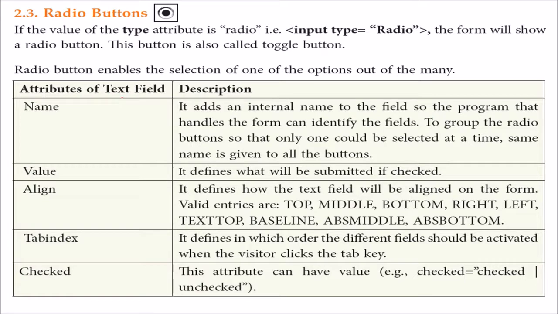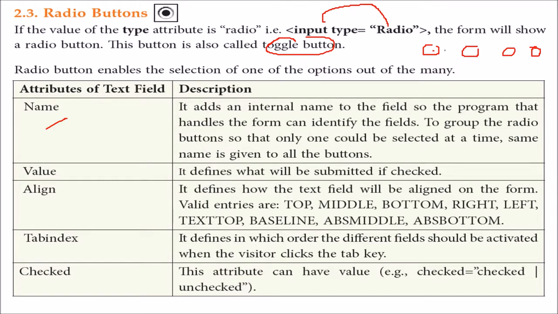Then we have radio buttons. So what do radio buttons do? If you want to choose from a number of options, only one option can be selected. So you use input type is equal to radio. This is also called a toggle button. And the options available are name, of course, the name of this.